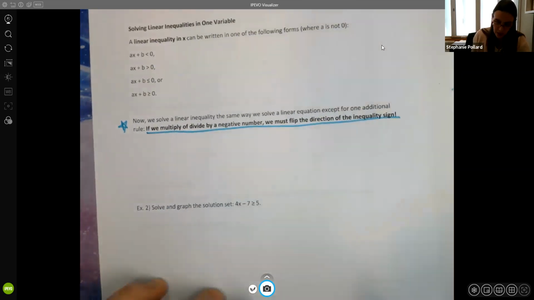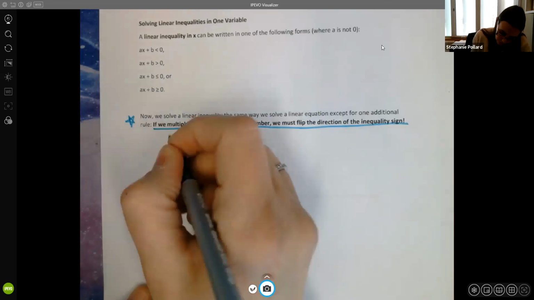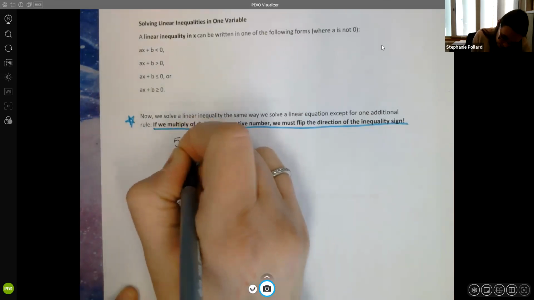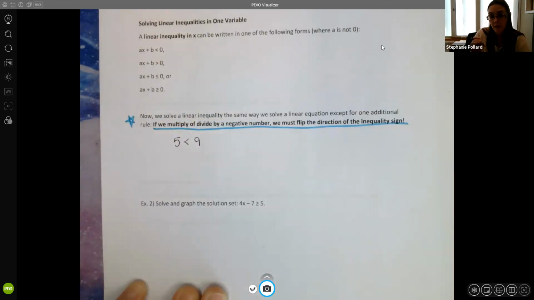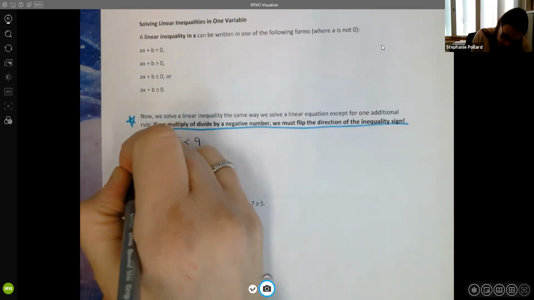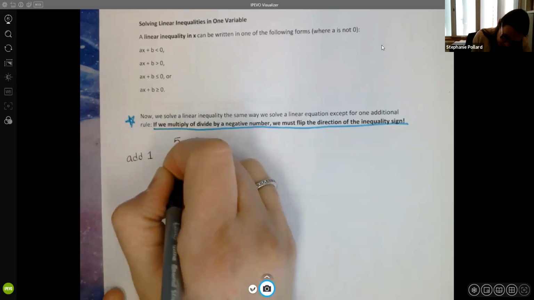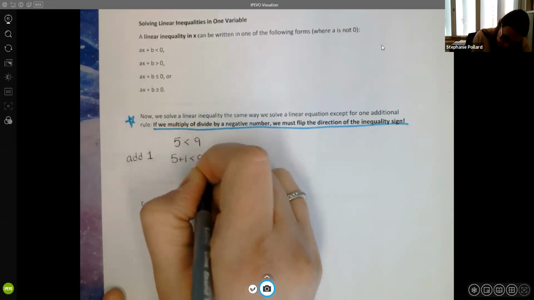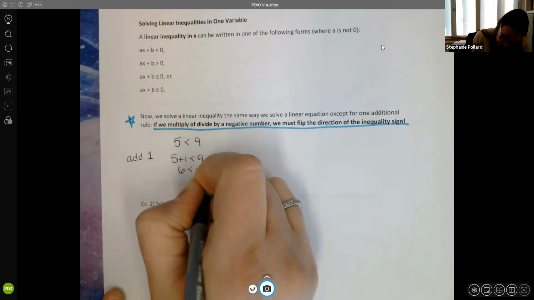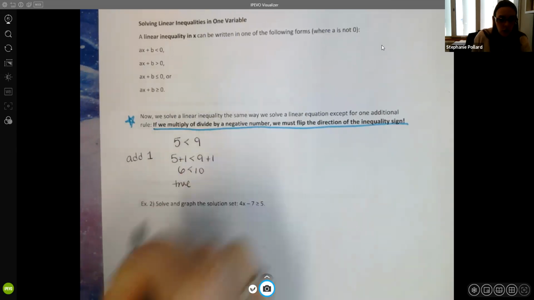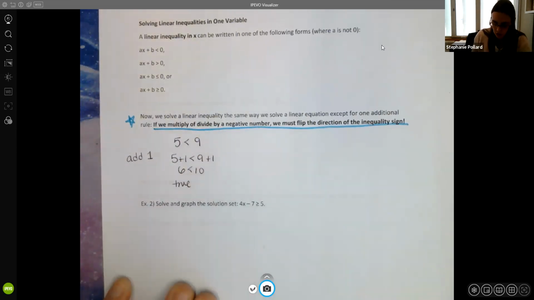So for instance, let me give you a true statement to start with. 5 is less than 9, right? That's true. 5 is less than 9. Let's add to it. So if I add the number 1 to both sides, I get 6 is less than 10. And this is still true, right? Adding a number doesn't seem to change anything.